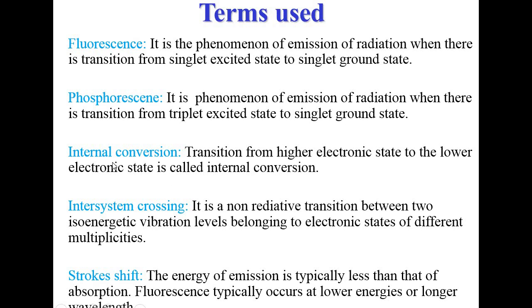The next is the internal conversion, and the transition from a higher electronic state to a lower electronic state is called internal conversion, and in this transition no radiation is emitted. The next is the inter-system crossing, and it is a non-radiative transition between two isoenergetic vibrational levels belonging to electronic states of different multiplicities.